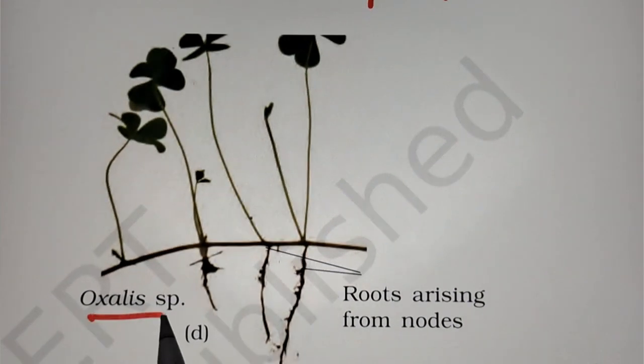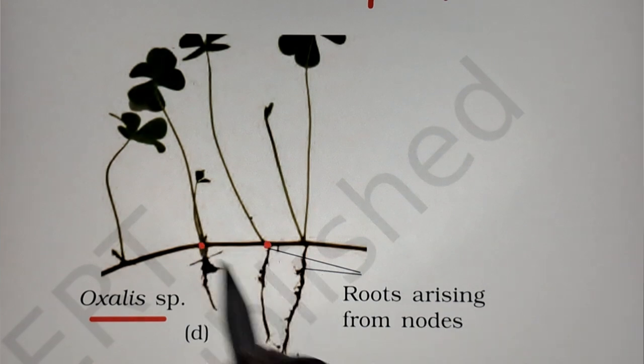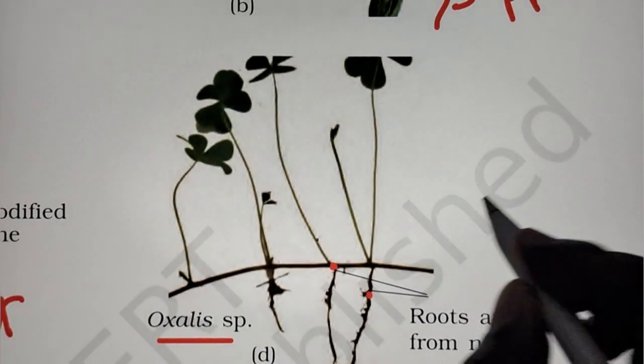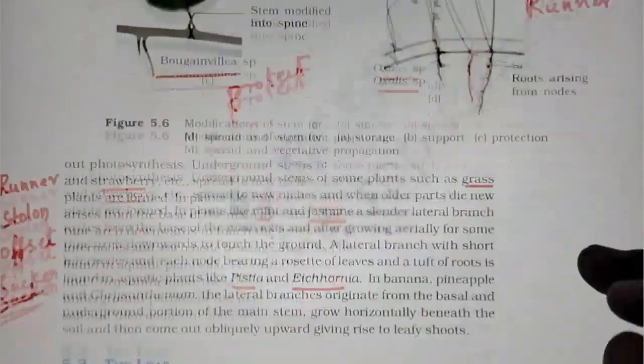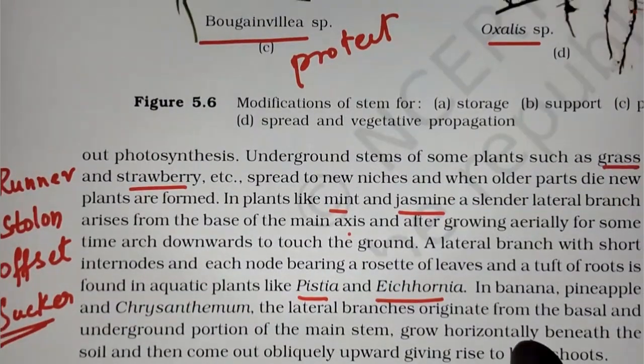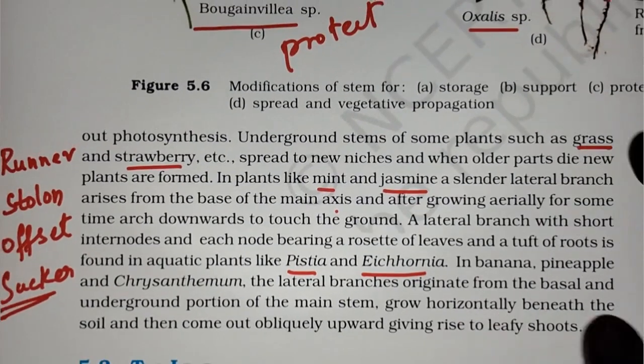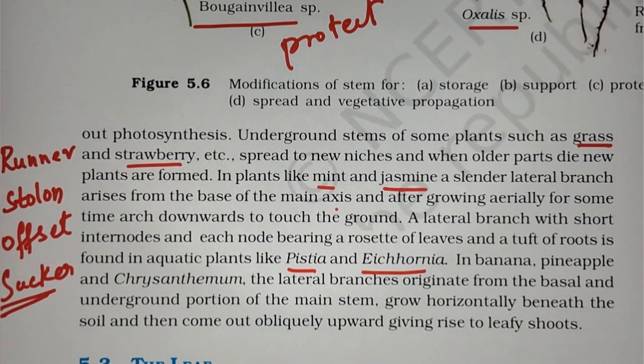Next, this is Oxalis and the roots are arising from the nodes. You can see here, it is an example of runner. You must be careful with the examples I have been telling again and again, otherwise you will face them in the exam. Runners: grass and strawberry. Stolon: mint and jasmine. Offset: Pistia and Eichhornia. Suckers: chrysanthemum, banana and pineapple.